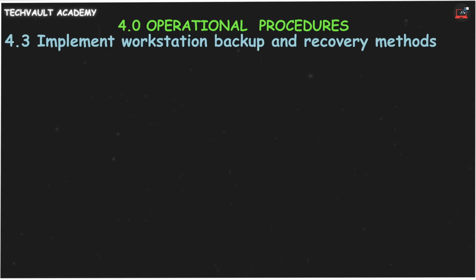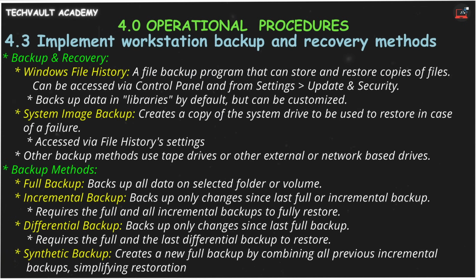Objective 4.3. Given a scenario, implement workstation backup and recovery methods. Backup and recovery: Windows File History is a file backup program that can store and restore copies of files. It can be accessed via Control Panel and from Settings, Update and Security. It backs up data in libraries by default, but can be customized. System image backup creates a copy of the system drive to be used to restore in case of a failure, accessed via File History settings. Other backup methods use tape drives or other external or network-based drives.